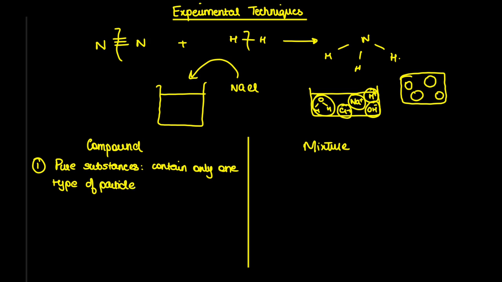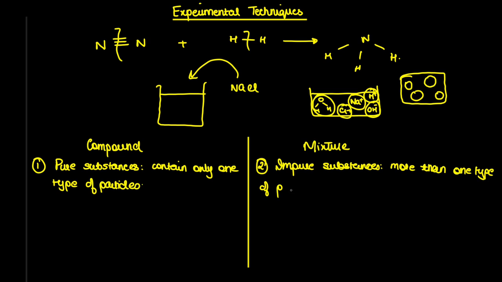Great. Now, on the contrary, mixtures are impure substances. Now, what does that mean? They contain more than one type of particles.